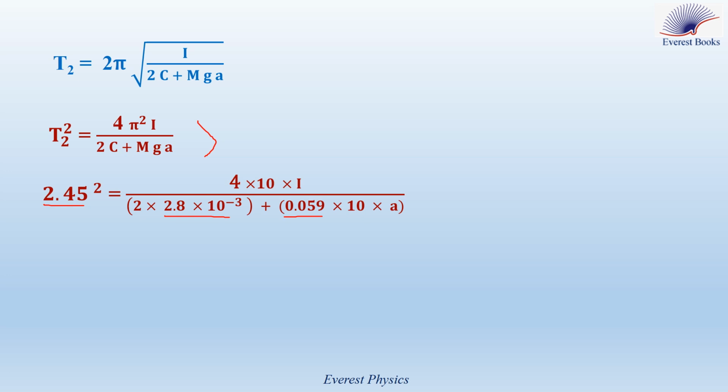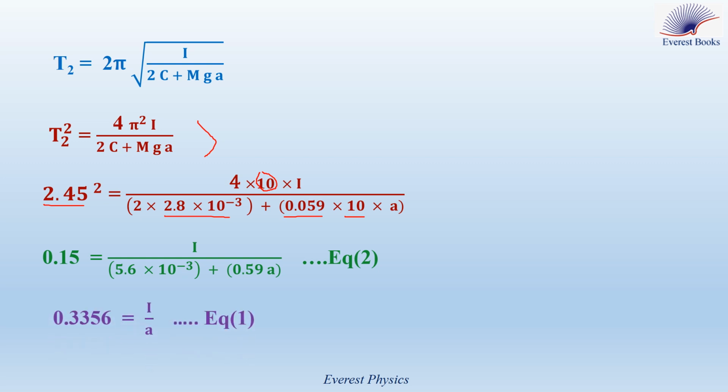The mass is 0.059 kilograms. The gravitational acceleration is 10 meters per second squared, and pi squared is replaced by 10. Rearrange, we will get this equation. This is equation 2. In the previous slide, we obtained equation 1.